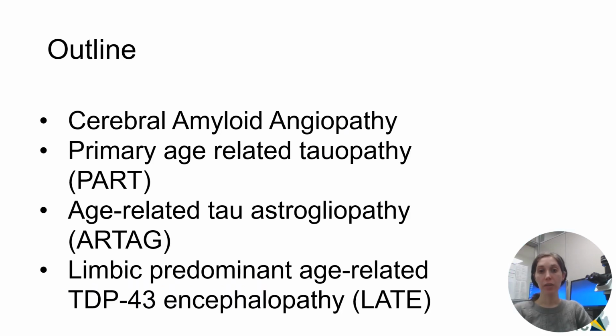So first, I'm going to talk about cerebral amyloid angiopathy. This is a vascular pathology that is closely associated with Alzheimer's disease. Then I'm going to talk about three neuropathologic entities that actually do not have well-defined clinical syndromes associated with them, unlike, for example, Alzheimer's disease. So these are PART, RTAG, and LATE. All right, so we'll start with cerebral amyloid angiopathy.